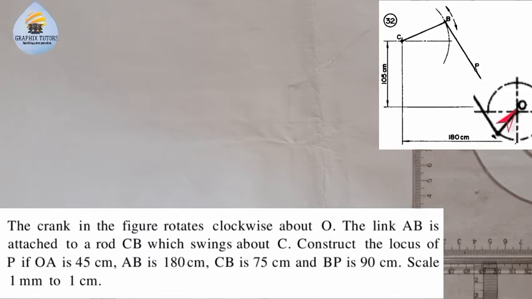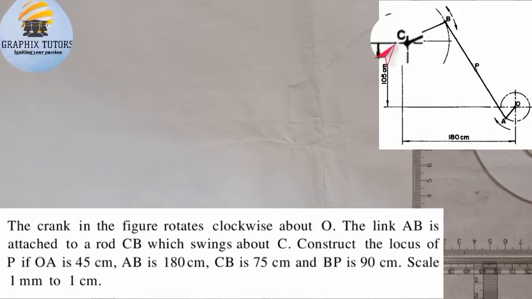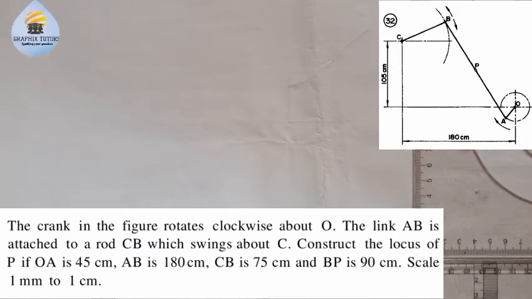Now, the link AB is attached to a rod CB. Now, what is the link AB? This is A and this is B. So this long line here is the link, right? And it is said that it is attached to rod CB, right? Now this is the rod here it's attached to. So as it's attached to this rod will be moving about C, right, in this manner. You can see either clockwise or anti-clockwise, right? Now we are told that it swings about C.